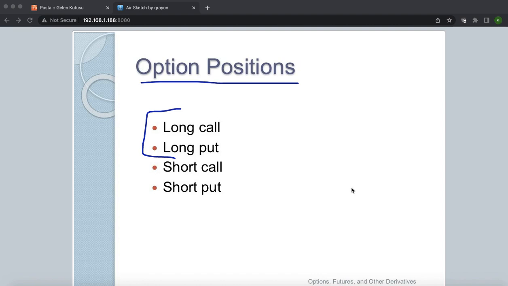But if we are referring to the short position, then that means we are the writer of this option. So we are writing this contract and selling this contract to another party. In this case, we are actually selling this right to another person by selling this contract.